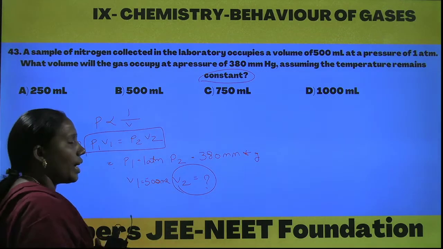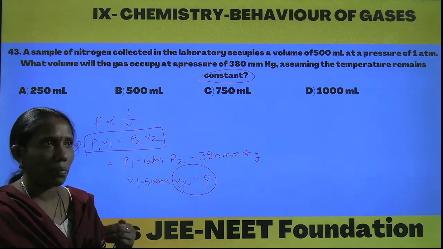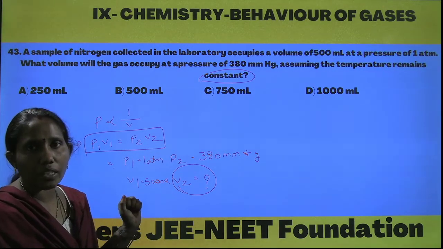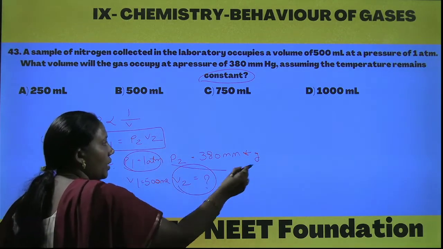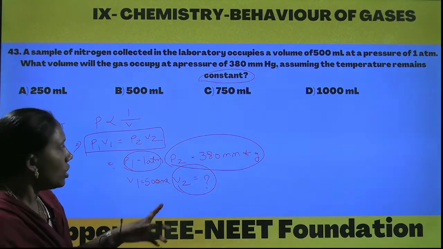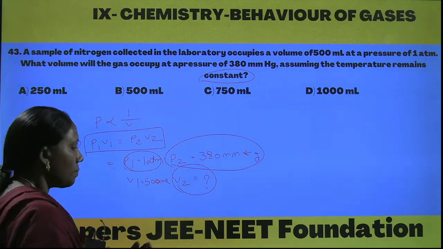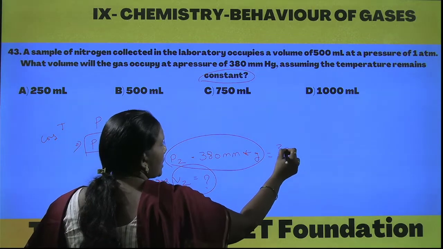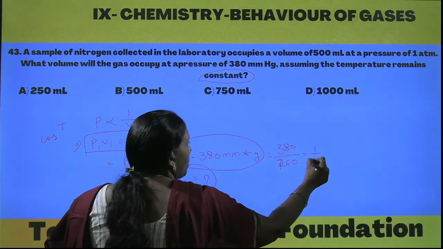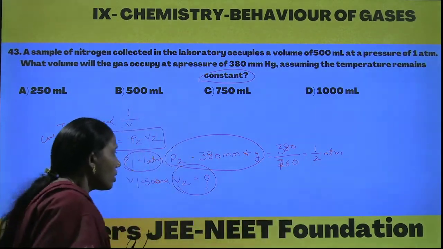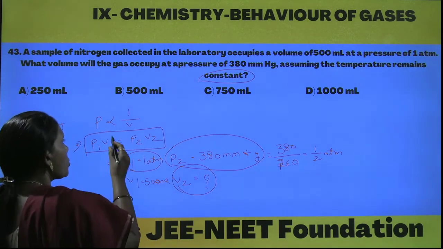See here, while doing the problem, all the units must be in the same system, either CGS or MKS. Here pressure is in atmospheres but P2 is given as 380 mm of Hg. So you have to convert P2 also into atmosphere. So simply divide 380 by 760. In the previous problem we did the same. Then it will be 1/2 atmosphere. Now we have P1, P2, V1, we can easily find V2. So substitute in this problem.